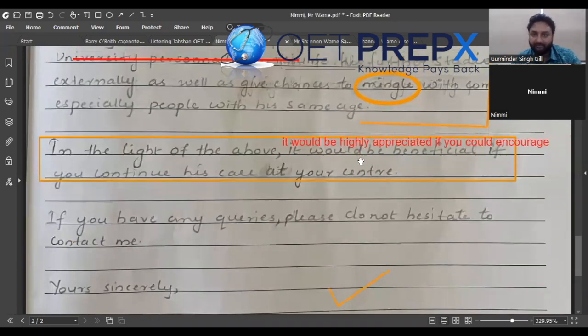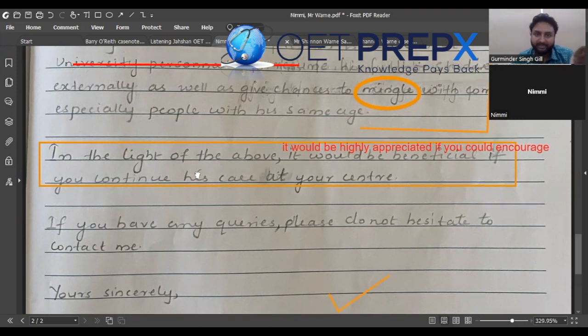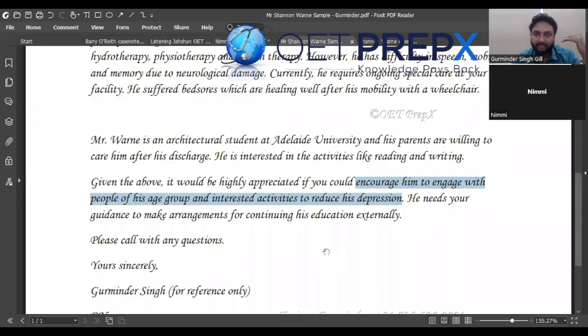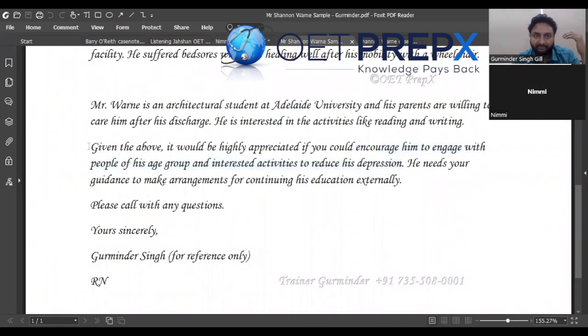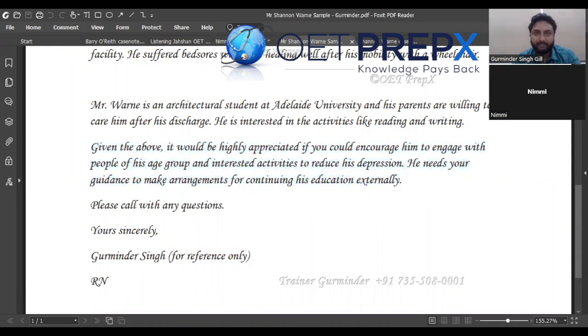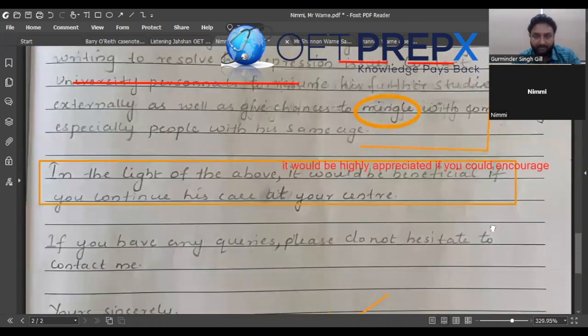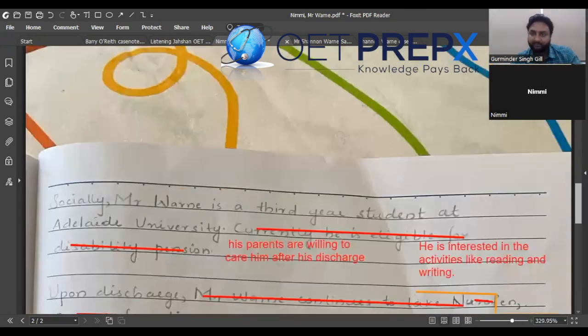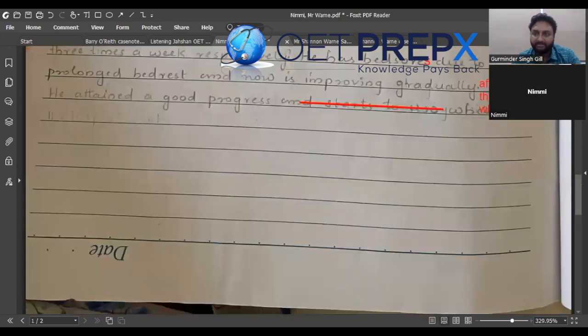In light of the above, it would be greatly beneficial if you continue his care at your center. Now, this is a similar line. So instead of this, we can make it a final paragraph with the whole thing written together. Given the above, we can mention everything in the final request paragraph, meaning the final requests of our writing, right? And yes, I think this is fine. The way you have written was fine. There were a few things we need to make changes to.